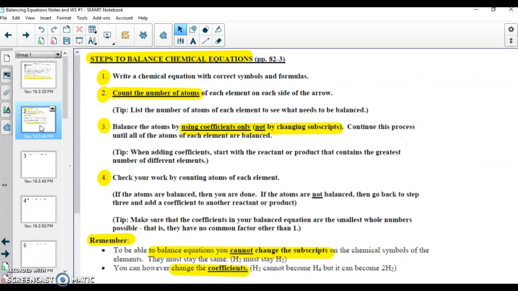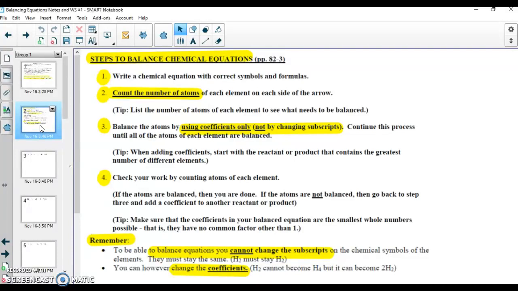So here are the steps. The first thing you do is to make sure that you copy down the chemical equation correctly. Second, you're going to list out and count the number of atoms of each element on each side of the arrow. And I would list the number of atoms of each element and make sure that you do it in the same order. That way you can look straight across from the reactant side to the product side and make sure if they match up or not. And I'll show you how to do that.